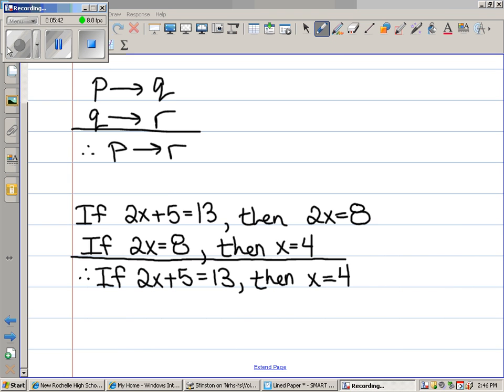So here's a real-world example of the chain rule, right? You start off with a problem. If 2x plus 5 equals 13, right? Then you do a little math. You subtract 5 from both sides. What do you get? You get the fact that 2x equals 8.